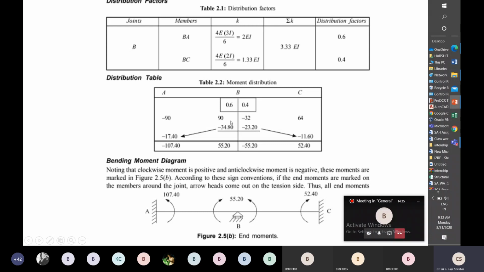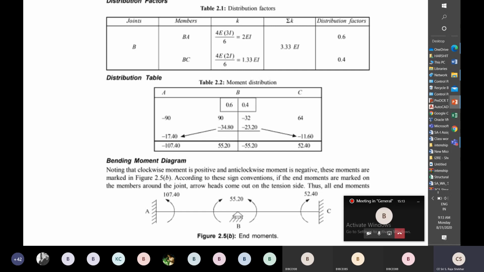If you see this joint, it has to satisfy the joint equilibrium equation. What is that joint equilibrium equation? MFBA plus MFBC is equal to 0. It is not satisfying, so we have to balance these moments. Here plus 90 is there and minus 32 is there. So we need to reduce this 90 value and increase this minus 32 value so that the joint equilibrium equation will be satisfied. For that we are using the moment distribution method.